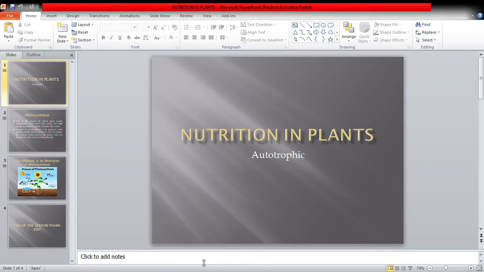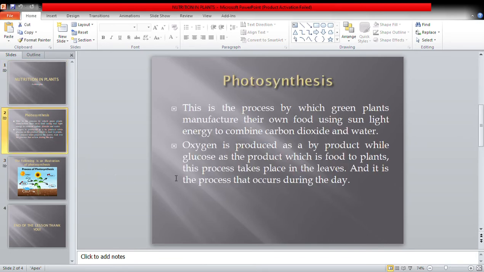So the main aim of photosynthesis is to make glucose, the plant's food, and not to make oxygen. Oxygen is just a byproduct, as it is written here according to the notes. This is the process by which green plants manufacture their own food using sunlight energy to combine carbon dioxide and water. Oxygen is produced as a byproduct, while glucose is the product, which is food to plants. This process takes place in leaves, and it occurs during the day. Photosynthesis never occurs in the night.